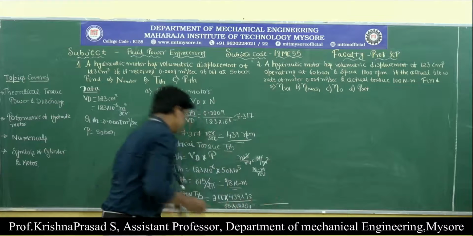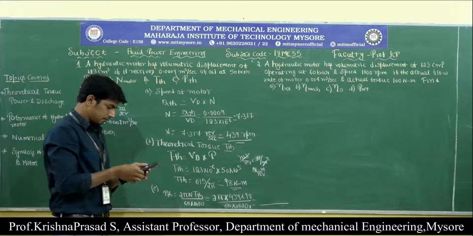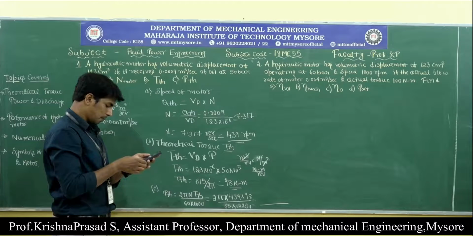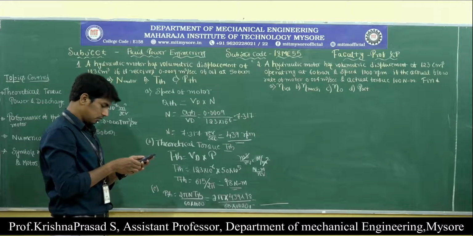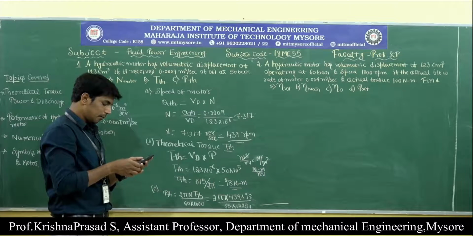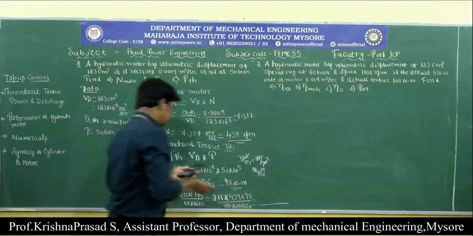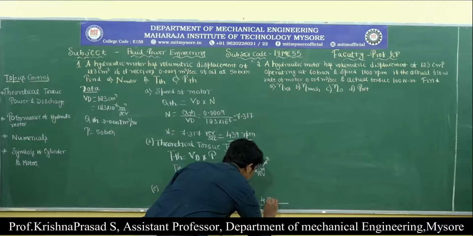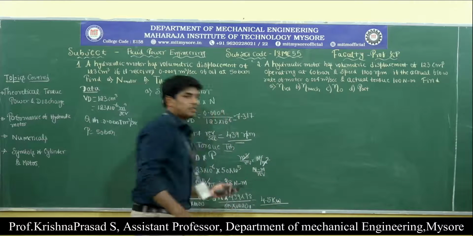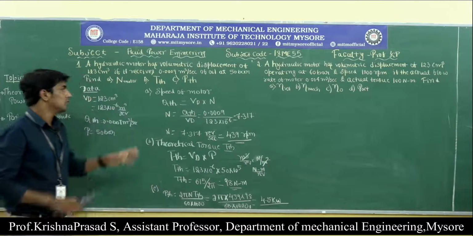So after solving this, that is 2 pi into 439 into 98 divided by 60 into 1000, that will be equal to 4.5 kilowatts.